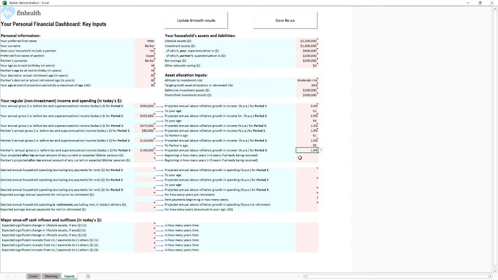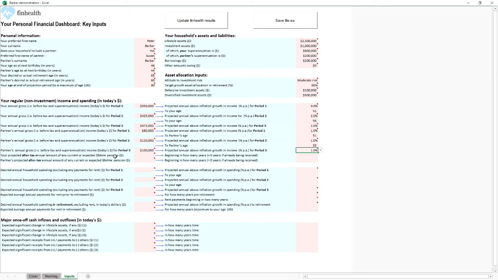Now, it should be noted also that in the income section, there's scope to include any lifetime pensions that are either currently received or expected to be received in future. These aren't relevant to the Barbers as they do not expect any lifetime pensions, and I'd refer you to the Using the finhealth software book for further discussion if you want to know more on lifetime pensions.